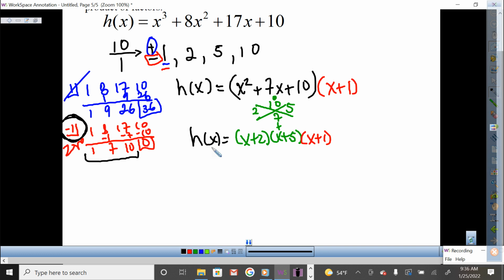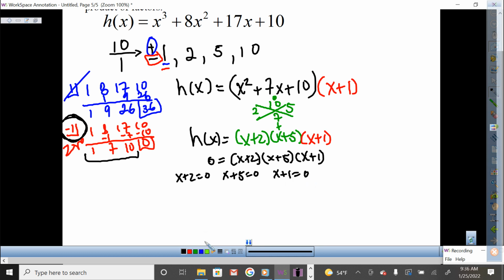For tonight, I want this solved. So what do we do, Mr. Q? Change this to what? 0 equals x plus 2, x plus 5, x plus 1. What do we do next? Pass someone, who went last? Ivan. Hector, what do we do? We do x plus 2 equals 0. X plus 5 equals 0, and x plus 1 equals 0, and let's solve.